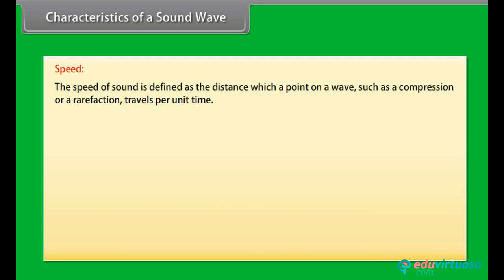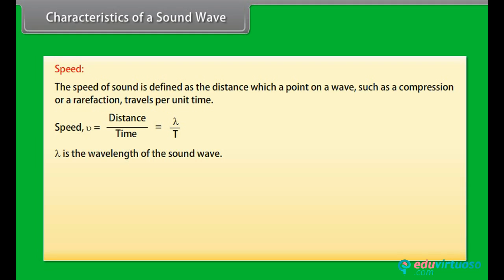Speed. The speed of sound is defined as the distance which a point on a wave, such as a compression or a rarefaction, travels per unit time. We know that speed, v, is equal to distance upon time, which is equal to lambda upon T. Here, lambda is the wavelength of the sound wave. It is the distance travelled by the sound wave in one time period of the wave. Thus, v equals lambda into nu. That is, speed is equal to wavelength into frequency.